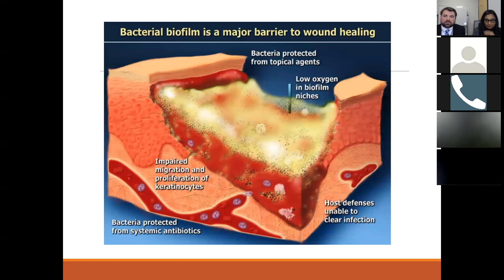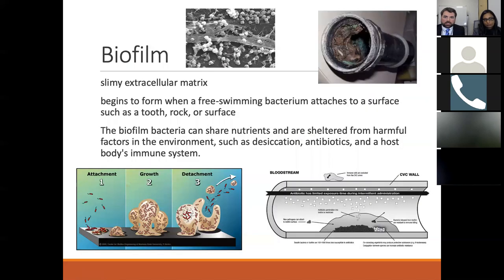And then I just wanted to touch on biofilms. So, low oxygen biofilm niches. Biofilms are essentially an extracellular matrix. The cells produce this matrix and spit it out all around them. It's kind of like goo, like snot. And if you look at the pictures down here, the attachment: the bacteria will be in the blood or in the wound, and it will attach and make this extracellular matrix. And the interesting thing is that this is the same extracellular matrix that's on teeth.